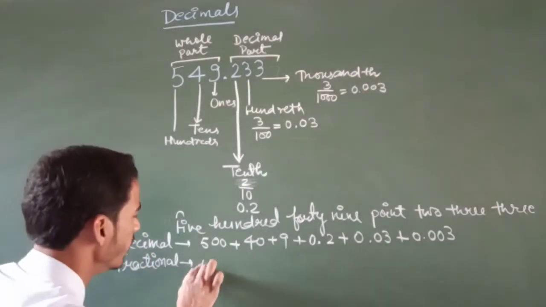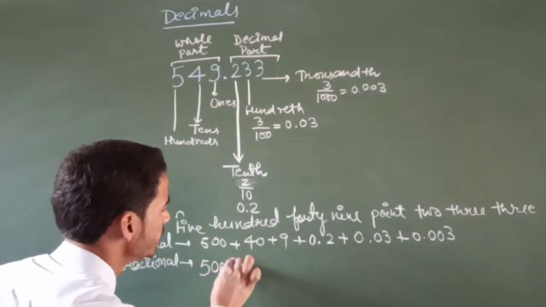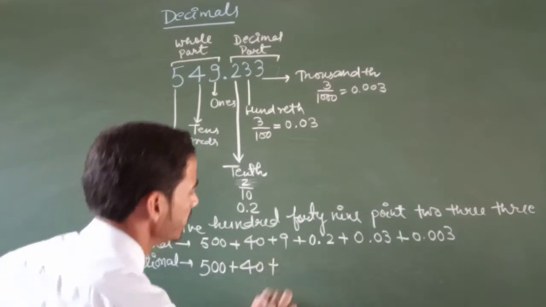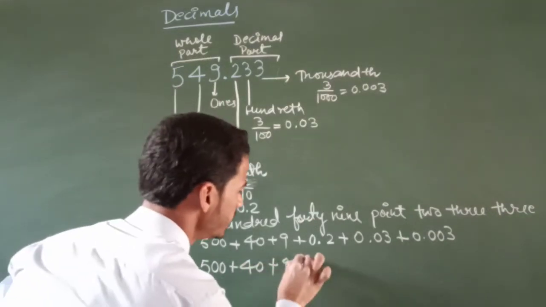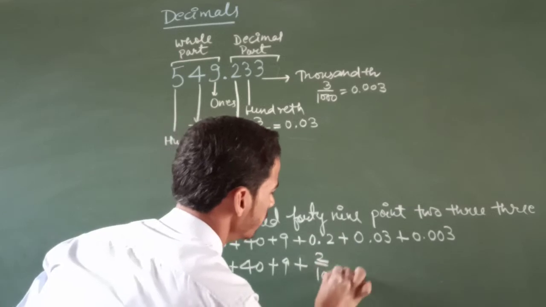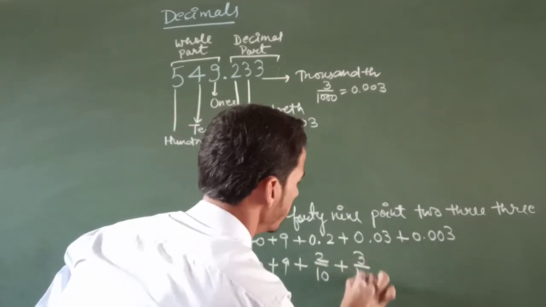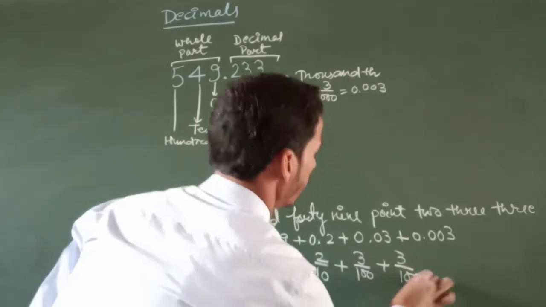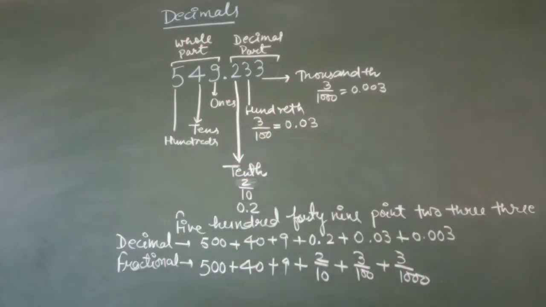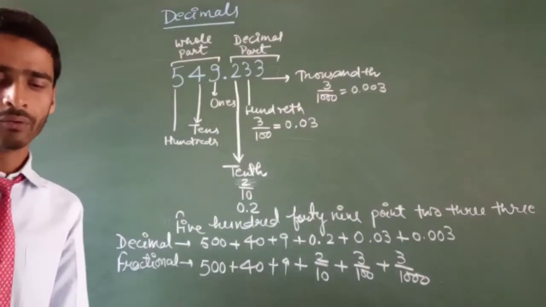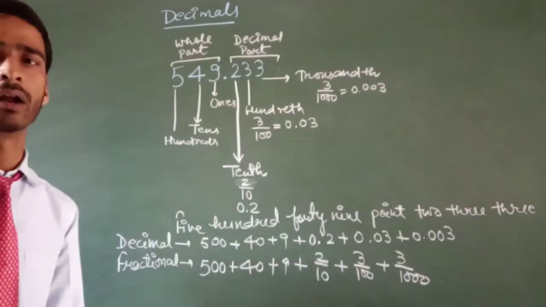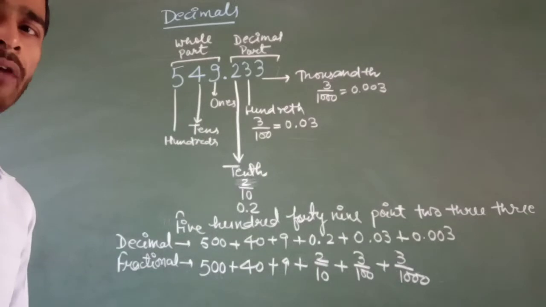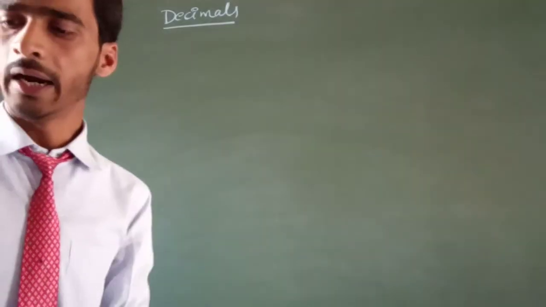That is 500 plus 40 plus 9 plus 2 upon 10 plus 3 upon 100 plus 3 upon 1000. That will be the fractional expansion for this number. And now we have to learn how we can convert decimal to fraction and fraction to decimal. And now we have to learn how we can change a fraction to decimal.